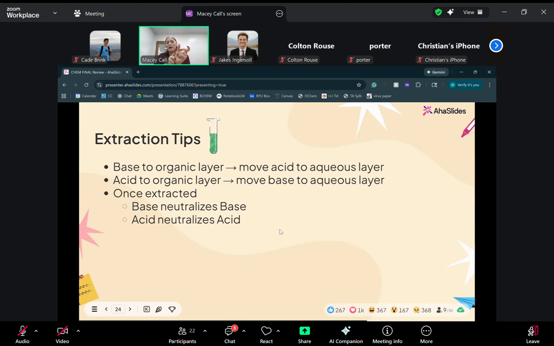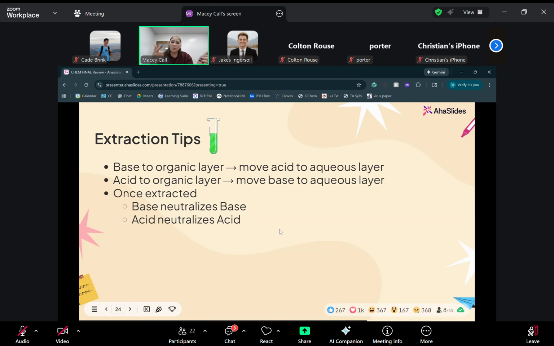So say I'm like, I removed this layer after neutralizing it. After neutralizing it is going to tell you that it's either a base or an acid, right? Because my organic layer, I'm not going to neutralize. So quick tips. If I add base to an organic layer, it's going to move the acid to an aqueous layer. Why does it do that? Because a base will deprotonate the acid, so my acid is now charged. It's in the aqueous layer because charged things are in the aqueous layer.